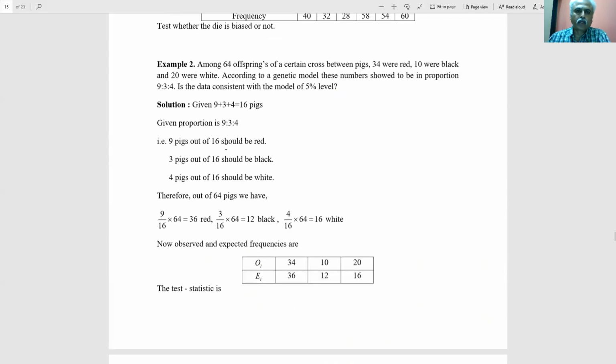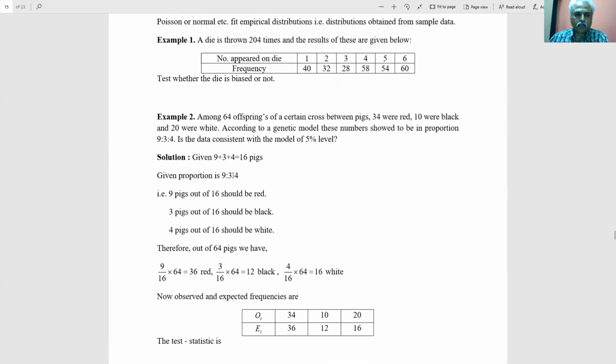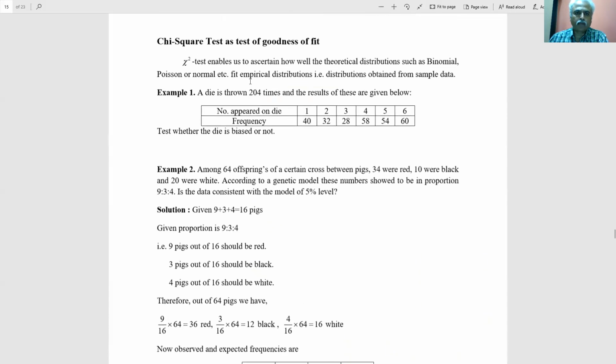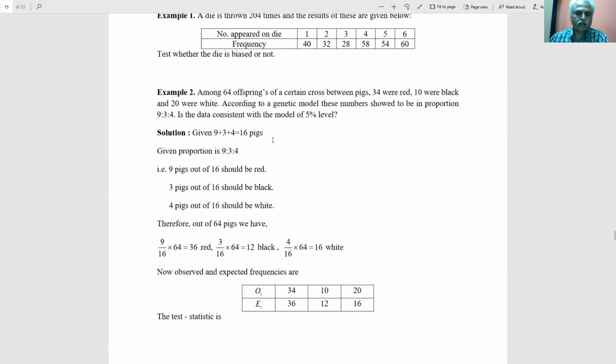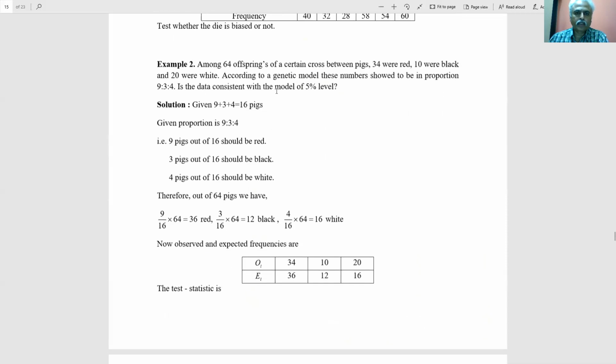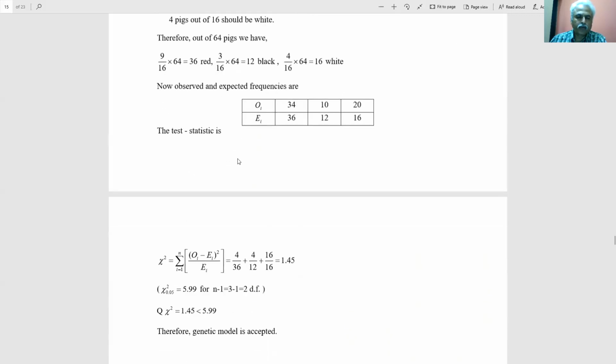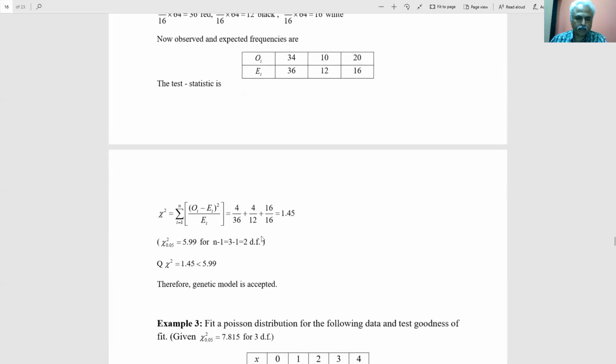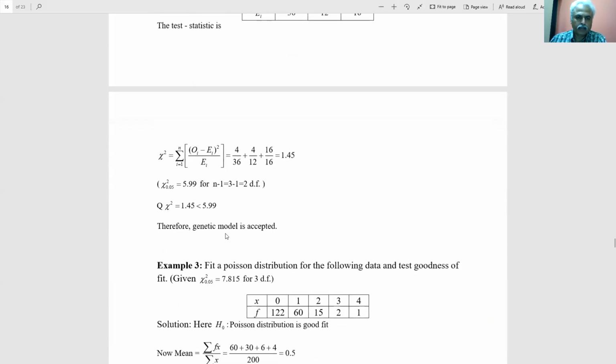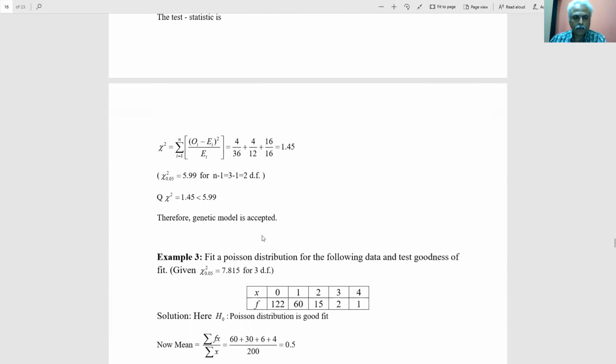Here we had forgotten to state H0. H0 is the observed frequencies tally with the expected frequencies, or theory and data are same. So what is the test? Whether the model is consistent with the theory. H naught you can frame as model is consistent with the theory, or observed frequencies match with the expected frequencies. H naught accepted, genetic model is accepted.